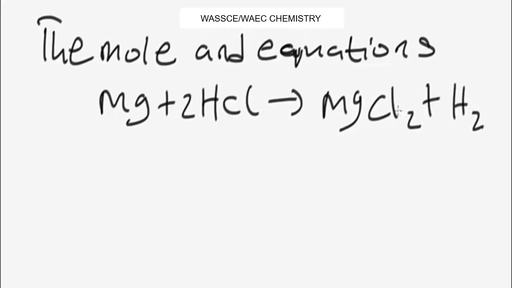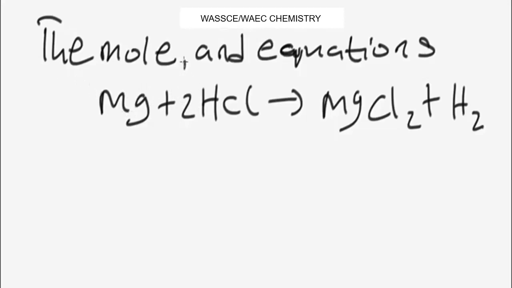Now if you check, this chemical equation is balanced. We have one atom of magnesium at the left, one atom of magnesium at the right, two atoms of hydrogen at the left, two atoms of hydrogen at the right, and two atoms of chlorine at the left, two atoms of chlorine at the right, so the chemical equation is balanced. Now here, to know your mole numbers, the number behind the element or compound is known as the mole number.